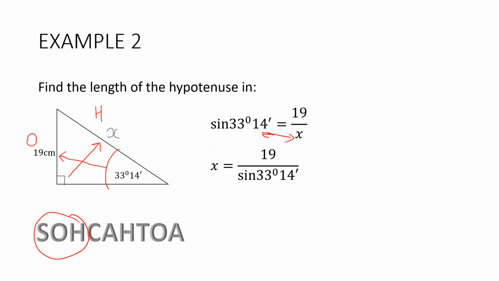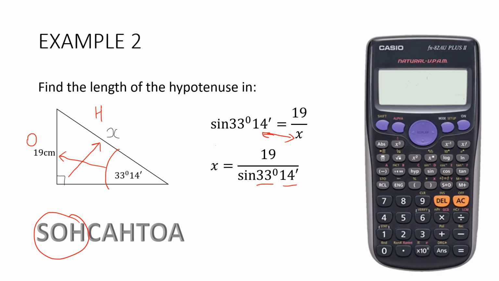Now we need to put that in the calculator, and we've got an added layer of complexity here because we've got degrees and minutes. And on your calculator you want the degrees, minutes, seconds button. I affectionately call this the bubble button because it looks like bubbles. So you can use your fraction button if you want to, and then type 19 in on the numerator, and then sine 33, hit the bubble button, 14, hit the bubble button again. If you don't hit it the second time, you'll get an error. But when you press equals, you'll end up with 34.7 centimeters.